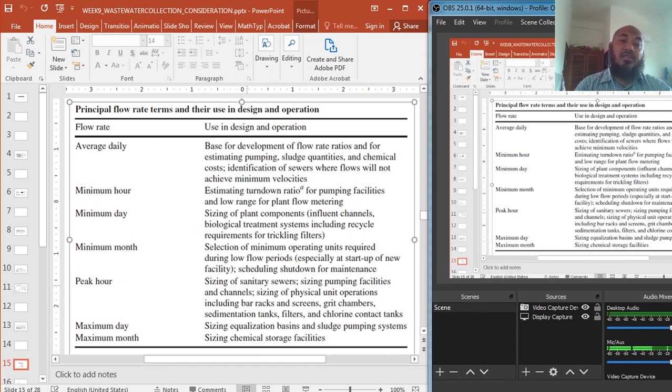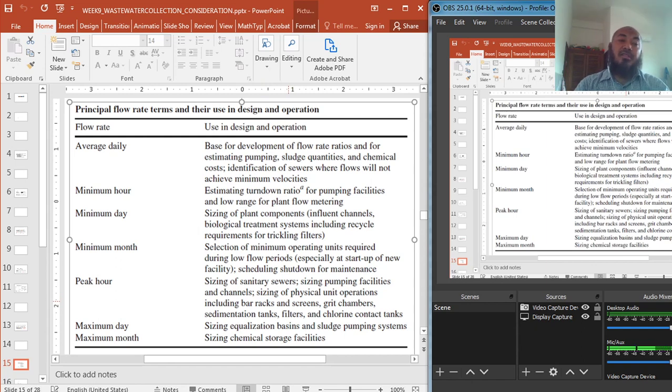This is for sizing of the sanitary sewer. This is important, you have to remember this. Our topic is about this part: sizing of the sanitary sewer, sizing of the pumping facility and the channel, sizing of physical unit operations including bar rack, screen, grill, grit chamber, etc. So this has to be the peak hour. We use the peak hour to determine all the dimensions of these components.